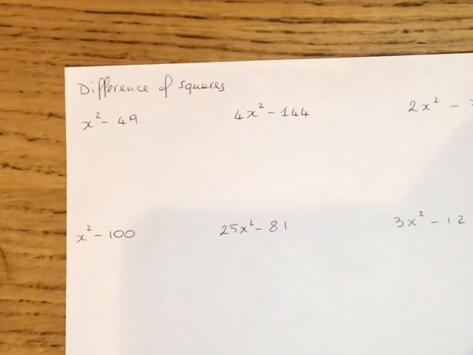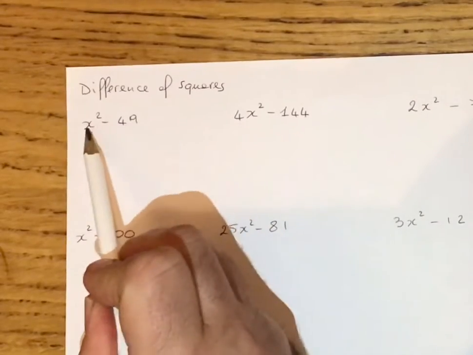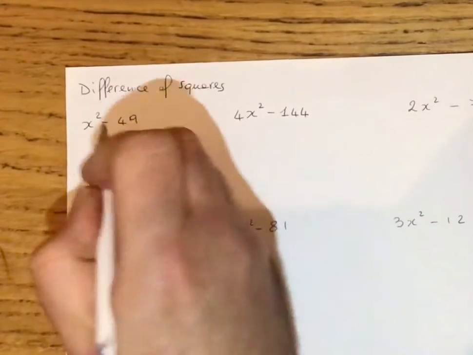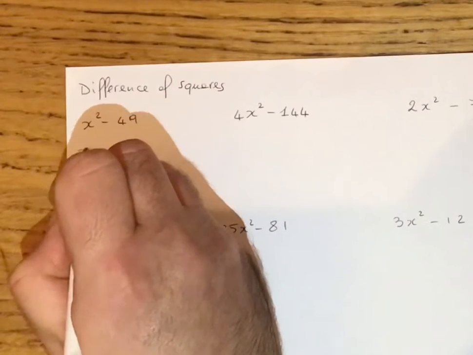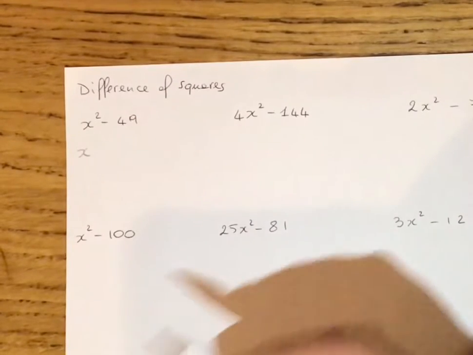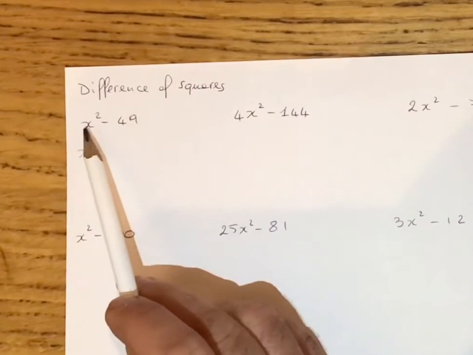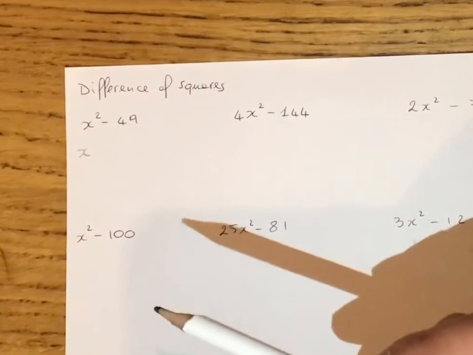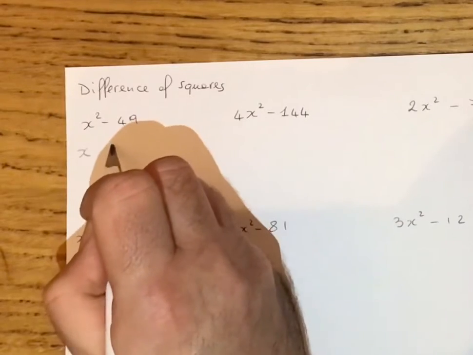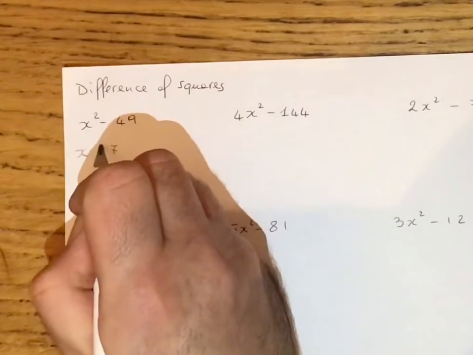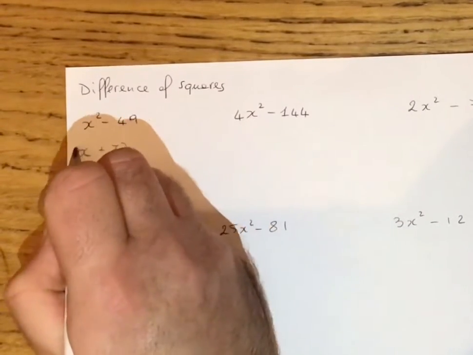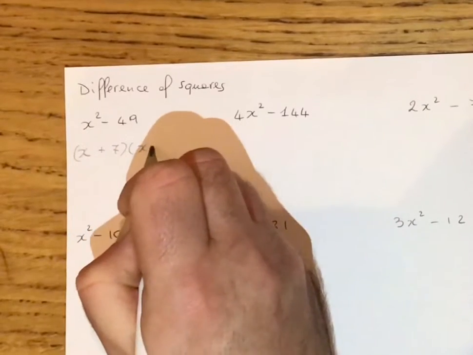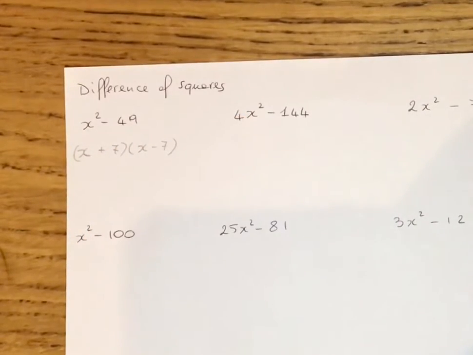To factorize this, we are going to look at what squared will give you x squared. And the answer is x, because x times x is x squared. And what squared will give you 49? Squared means what times by itself will give you 49, and the answer is 7. And we are going to factorize as a double bracket with a positive 7 and a negative 7.